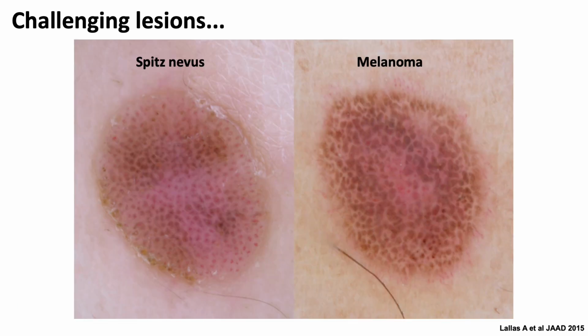And there are multiple published case examples of this. The difficulty in distinguishing Spitz nevi and melanoma, they can be symmetric, they can both show negative network, and at times it's virtually impossible without performing a biopsy to really know the difference.